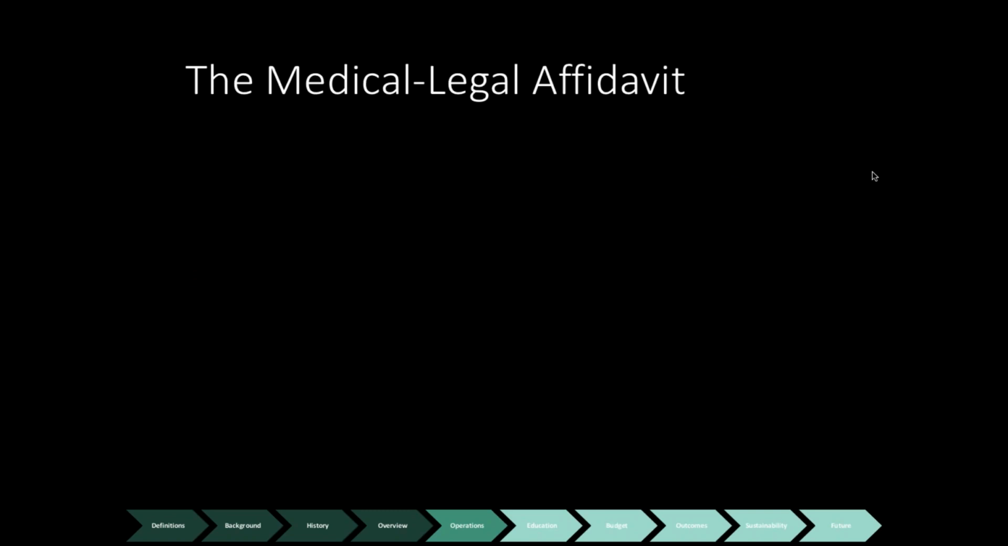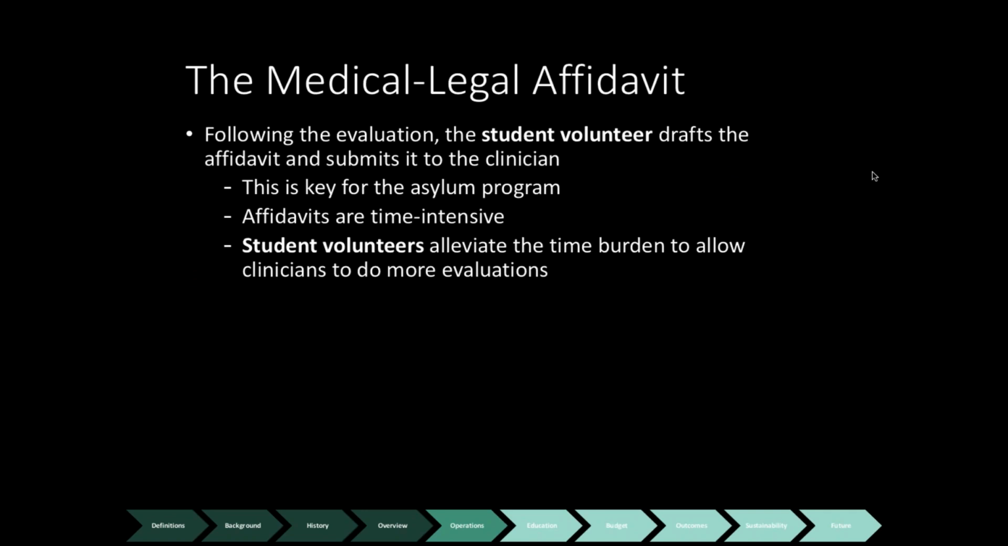Ultimately, this culminates in the creation of a medical legal affidavit. So following the evaluation, the student volunteer comes up to the stage to create the first draft of the affidavit and then submits that to the clinician. This is really the key for the asylum program and is what offers us an edge, allowing our trained clinicians to perform more evaluations, because by the student volunteer drafting the medical legal affidavit the first time around, that takes a large burden of time off of the clinician and allows them to perform more evaluations more regularly.